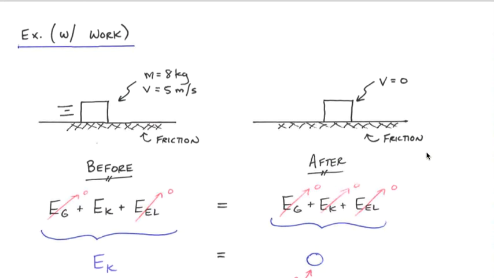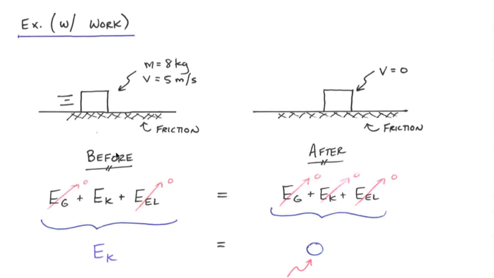I'd like to quickly go over a second example, this one where you do have friction and therefore work is performed on the system. So here I have a block that's 8 kilograms. It's sliding to the right at 5 meters per second. Friction, however, is slowing it down. The box's displacement is right. The force of friction acts left.